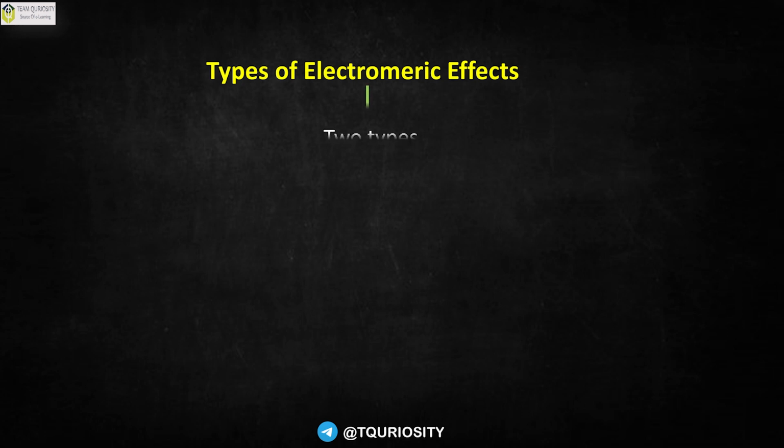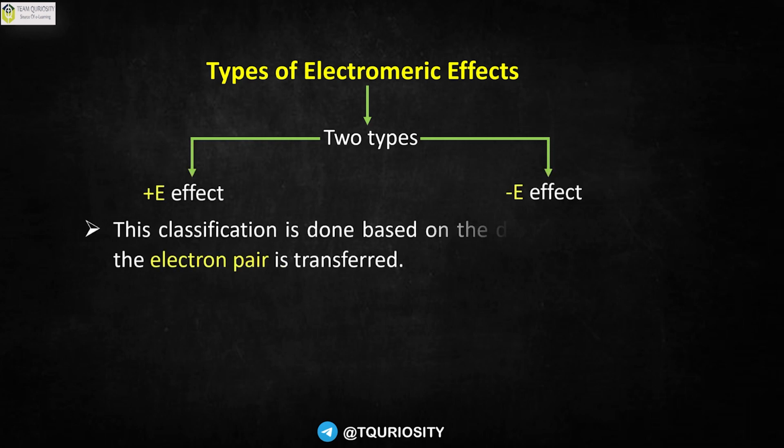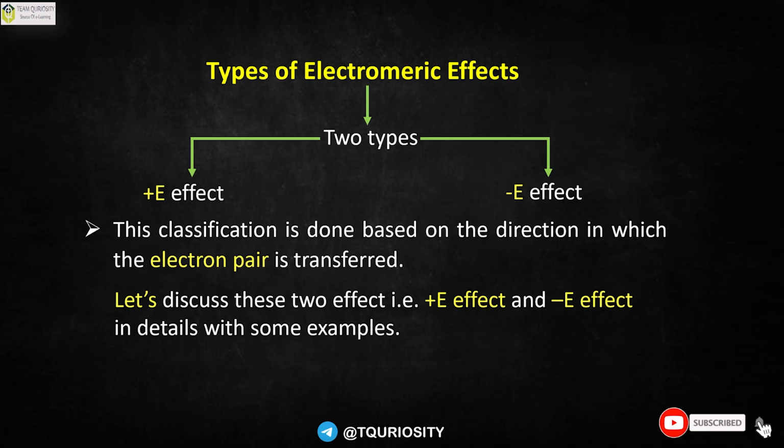Now, we will see the types of electromeric effects. The electromeric effect can be broken down into two types, namely the plus E effect and the minus E effect. This classification is done based on the direction in which the electron pair is transferred. Now, let's discuss these two effects, that is the plus E effect and the minus E effect, in detail with some examples.